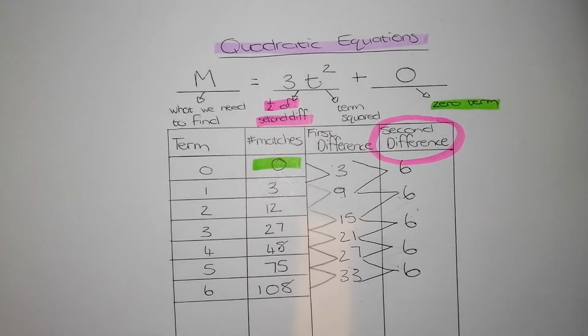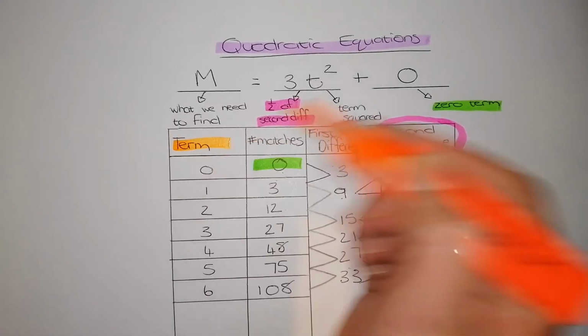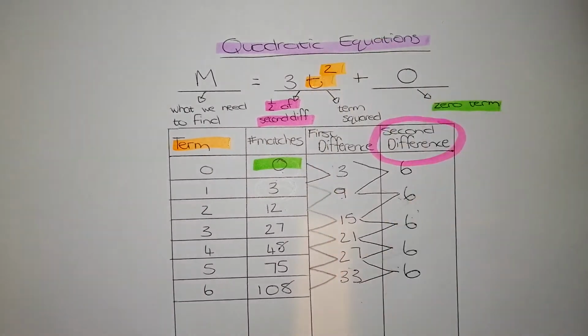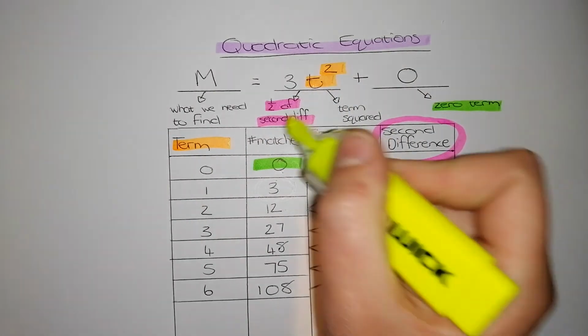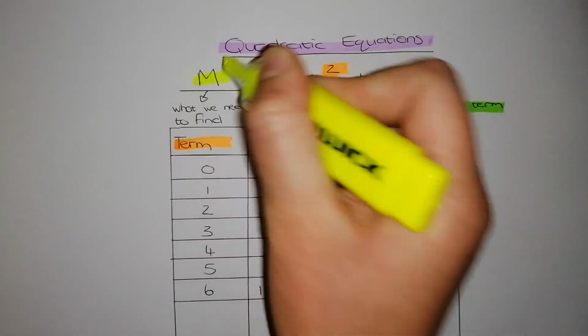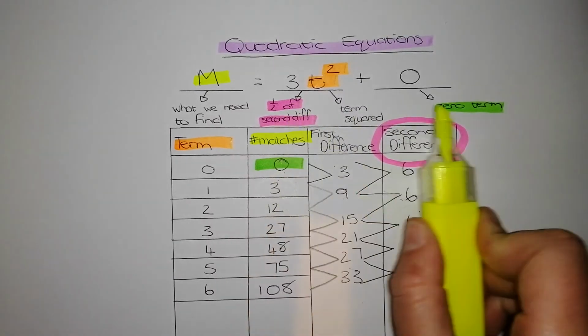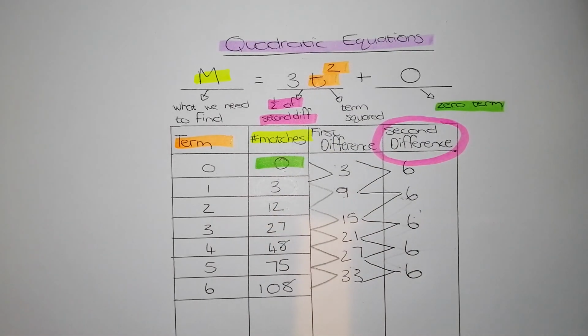So just to summarize quickly, the term goes in there and it is squared, and then the number of matches that I'm looking for is up there, half of my second difference, and my zero term.